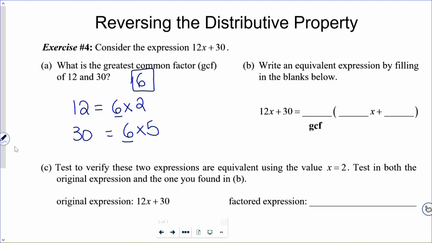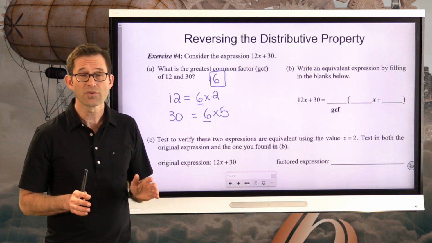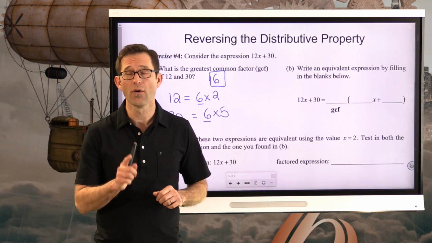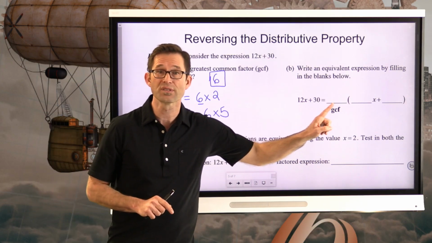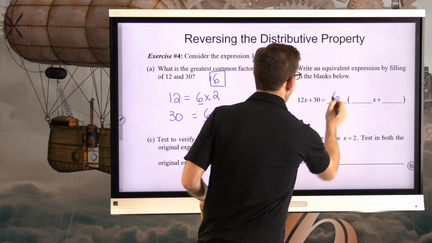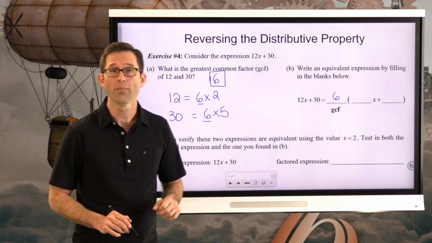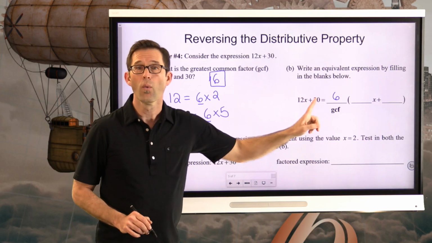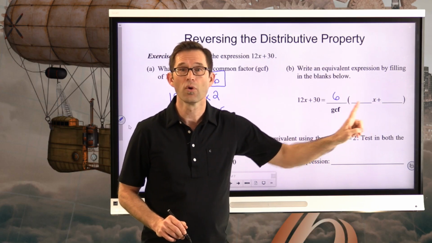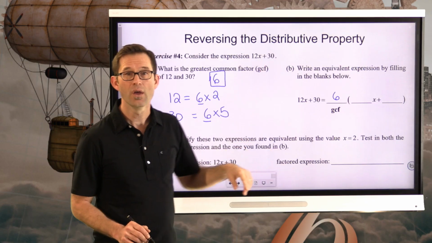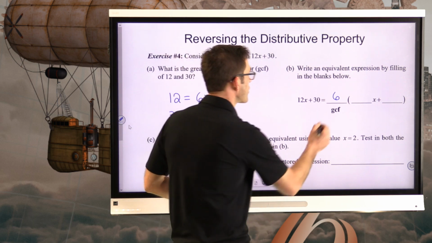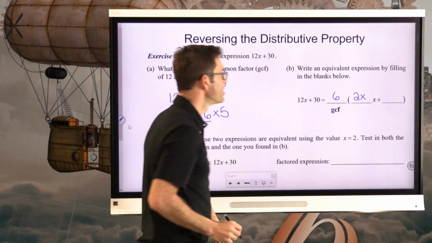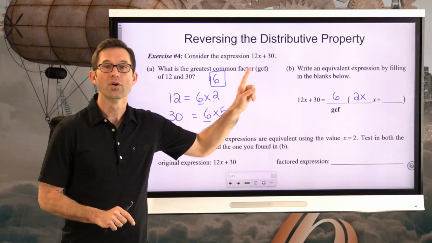So in letter B, we want to write an equivalent expression by filling in the blanks below. Literally, we are going in the reverse direction of what we did in the last couple exercises. I am undistributing. Specifically, I'm going to put the 6 right here. Now, what goes in the blanks? Well, it used to be 12x plus 30. What I want right here is what I have to multiply 6 by to get 12x. Well, I have to multiply 6 by 2 in order to get the 12. The x will just come along for the ride, right? So 6 times 2x will be 12x.